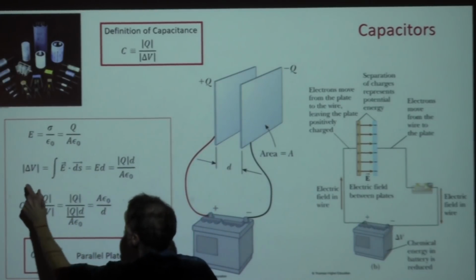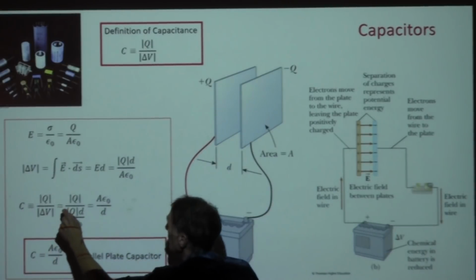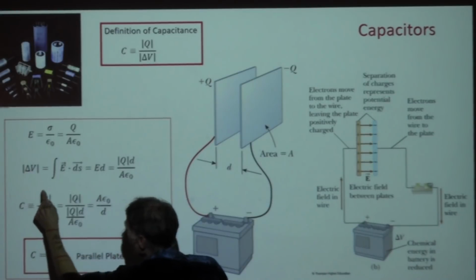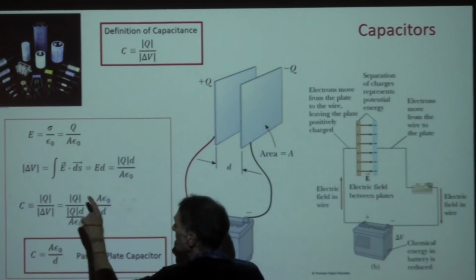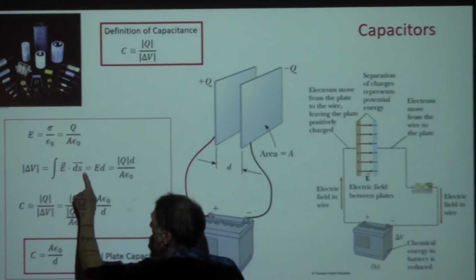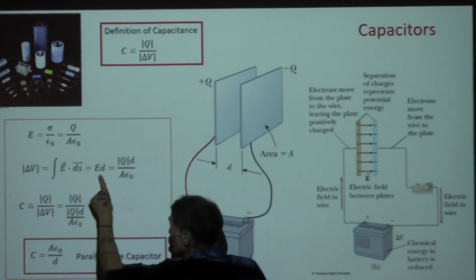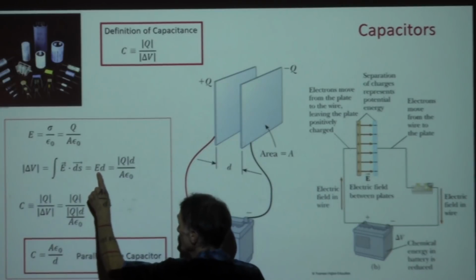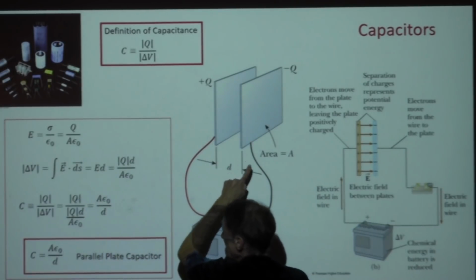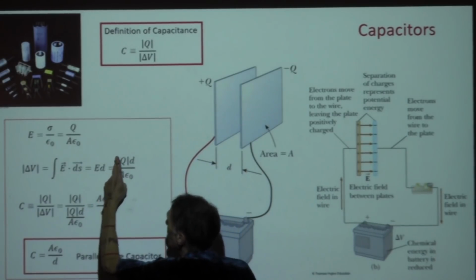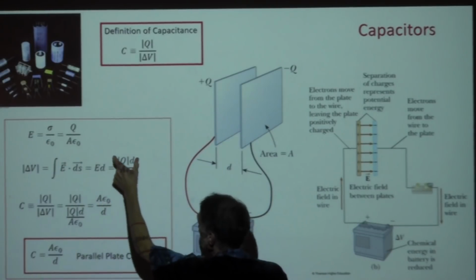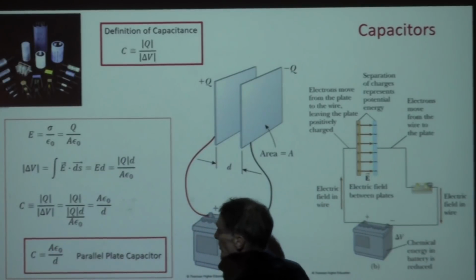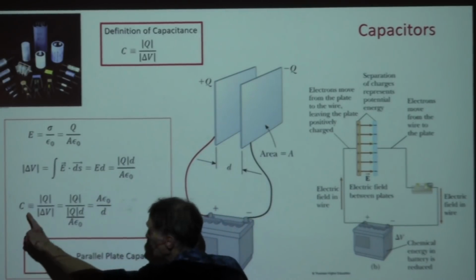When we go to the idea of the electric potential, all I care about is the absolute value, so I'm just going to drop that minus sign. It's going to be E dot ds. Since it's a uniform electric field, this just simplifies to E times that distance d across the plates. That gives us the voltage here, the difference in potential between the two plates. And then what I can do is go back to my definition of capacitance.